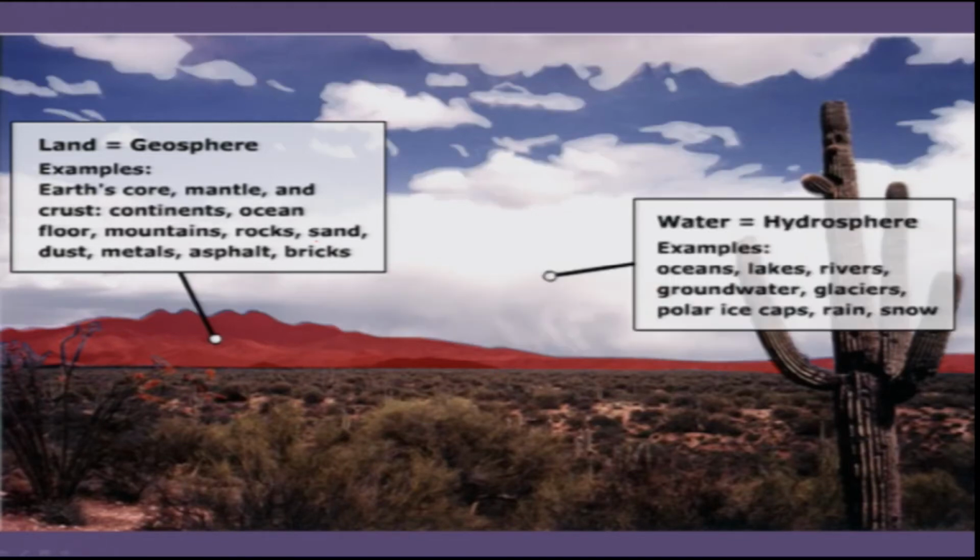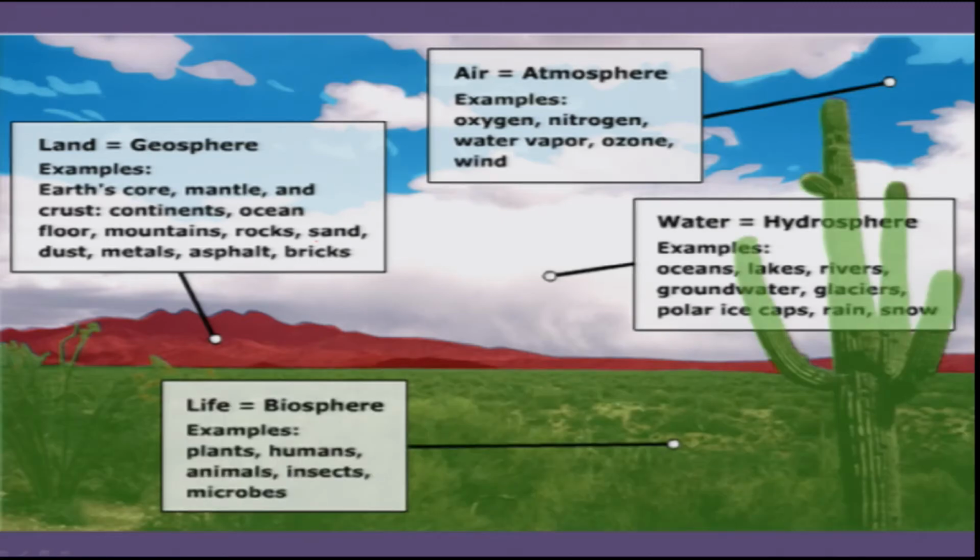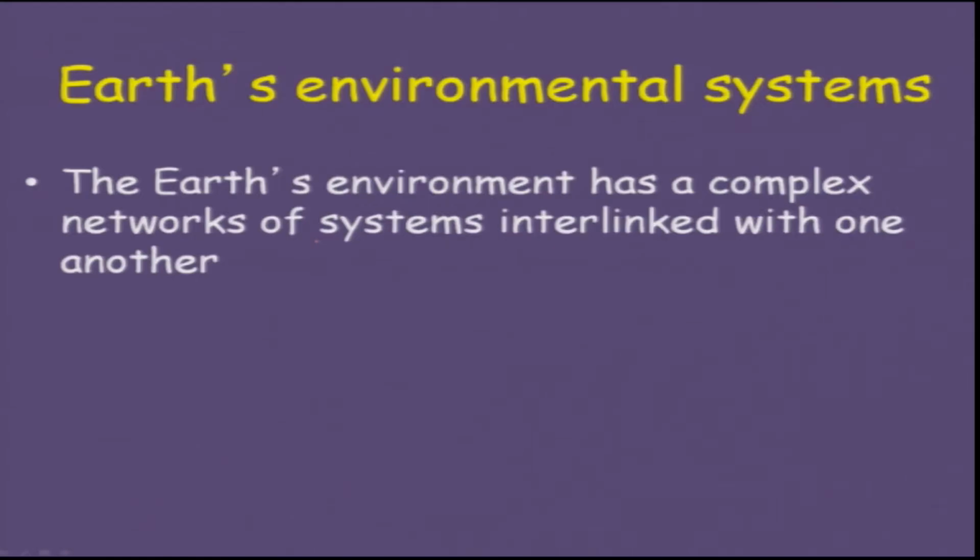And then we have the hydrosphere, mainly comprised of water, which includes oceans, lakes, rivers, groundwater, glaciers, polar ice caps, rain and snow. And then we have the atmosphere, with gases: oxygen, nitrogen, water vapor, ozone, and wind. And then we have the biosphere, which comprises life: plants, humans, animals, insects and microbes. So, that is Earth's environmental system.